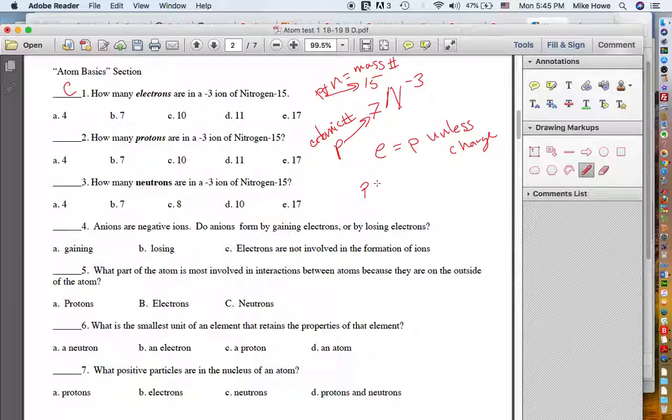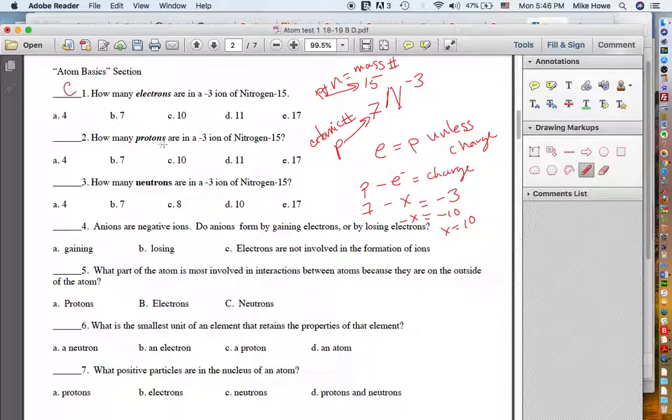Another way to do that is to use this formula. Protons minus electrons equals charge. So if the charge is -3 and the protons is 7, so 7 minus x equals -3. So how do you solve for x? Well, you subtract 7 from both sides and you get -x equals -10, or x equals 10 if you multiply both sides by -1. Either way, it's 10.